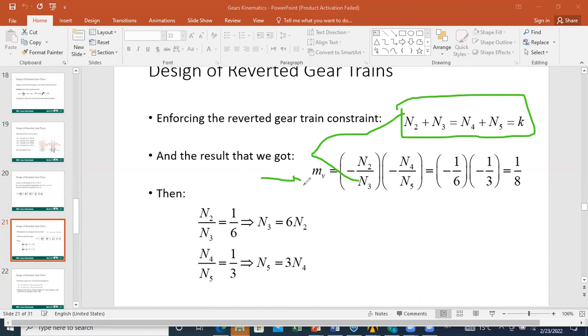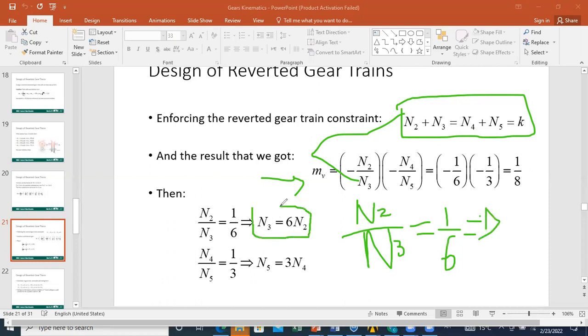From the previous relation, I know that n2 over n3 should be equal to 1 over 6. This will give me n3 as a function of n2, so n3 is 6 times n2. The other ratio gives me that n4 over n5 is equal to 1 over 3, and this implies that n5 is equal to 3 n4.